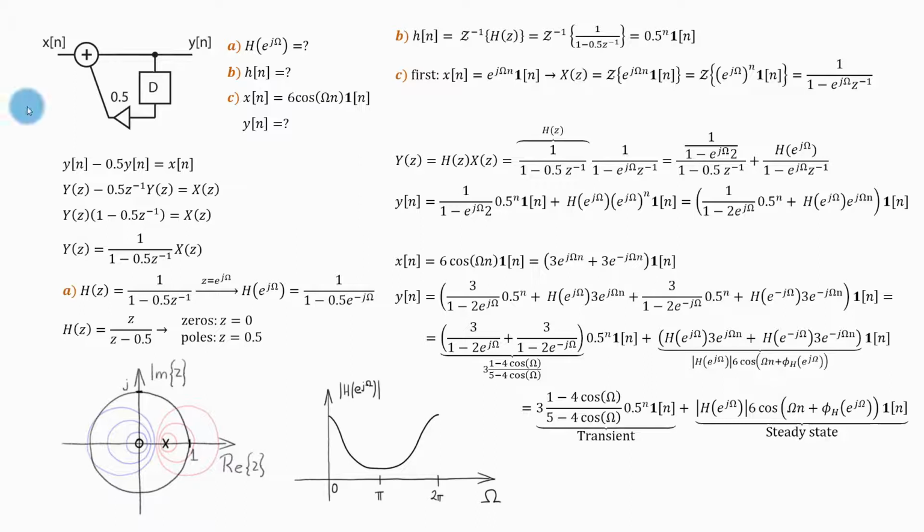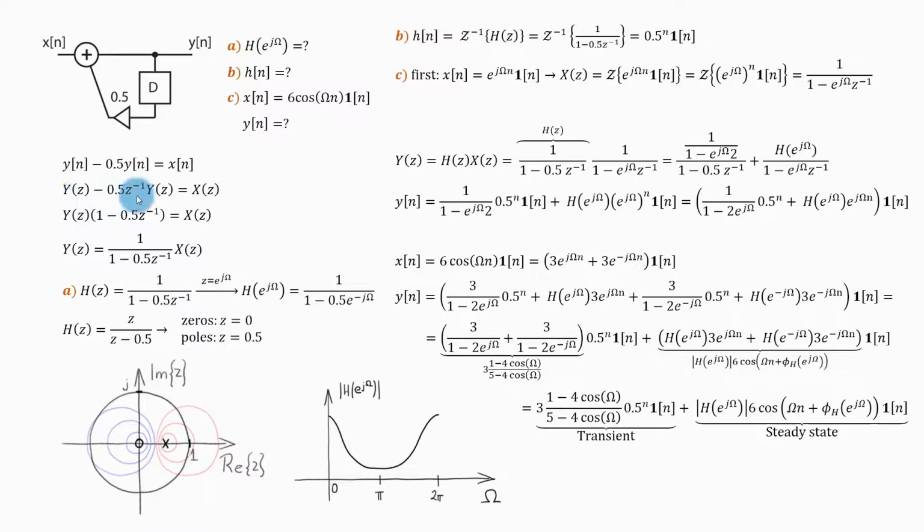In this example, I have this simple IIR filter, IIR system. I would like to know its frequency characteristic, impulse response, and I would like to know what is the output of this system when this is the input. As in the previous examples, I need to write down the difference equation of this filter.